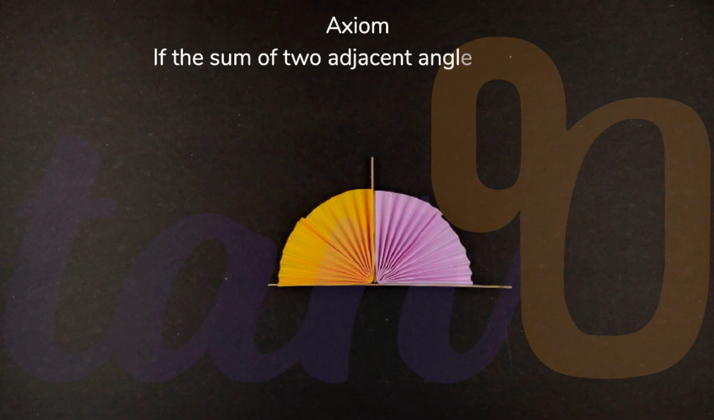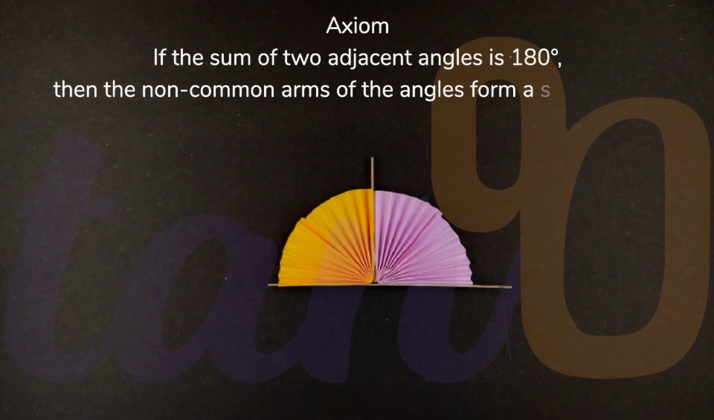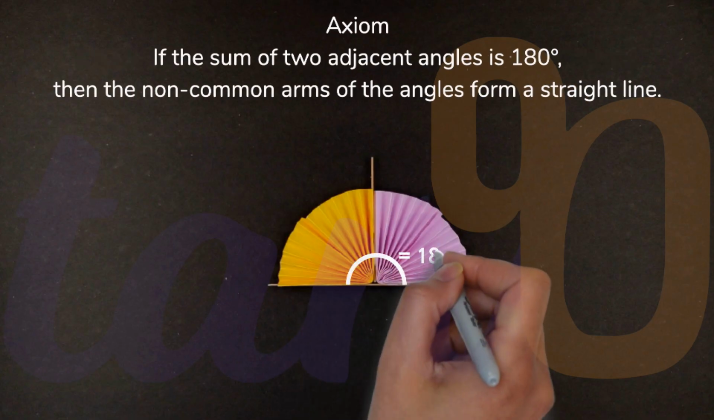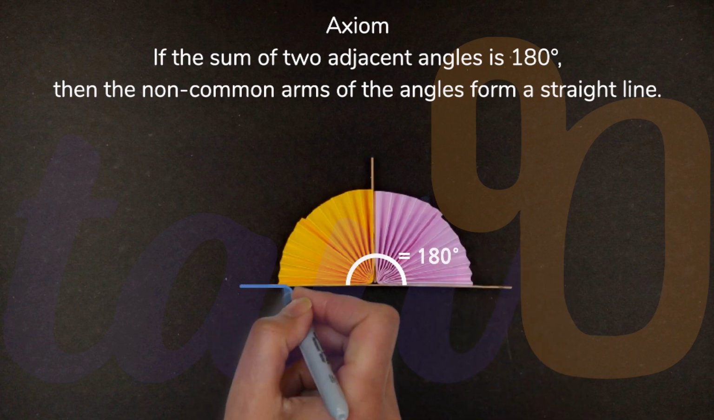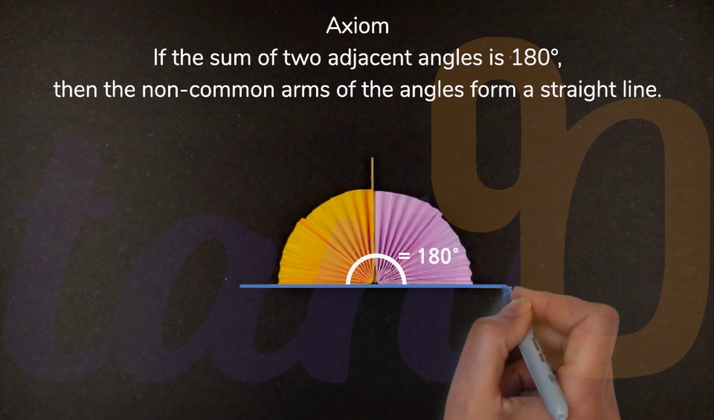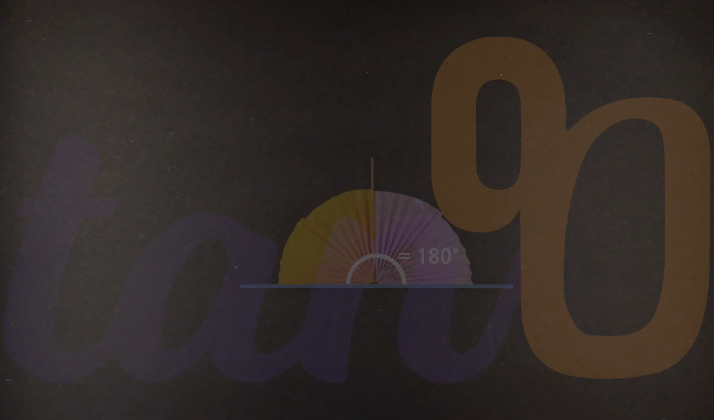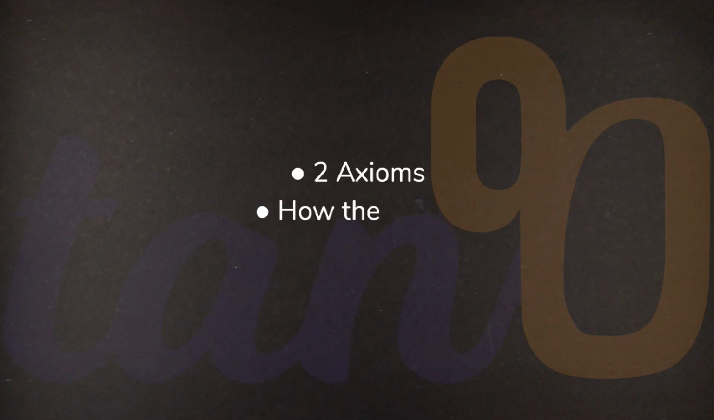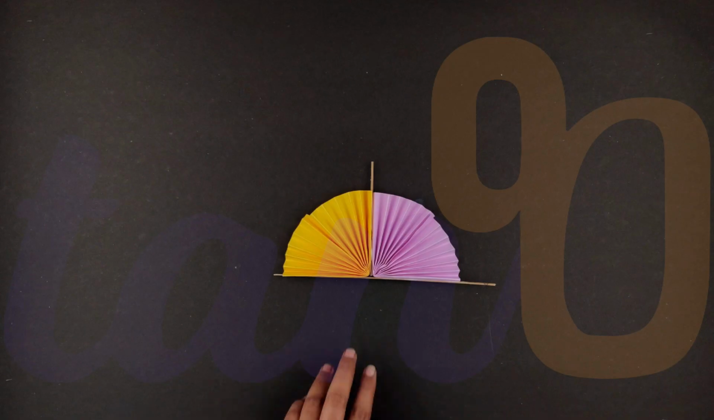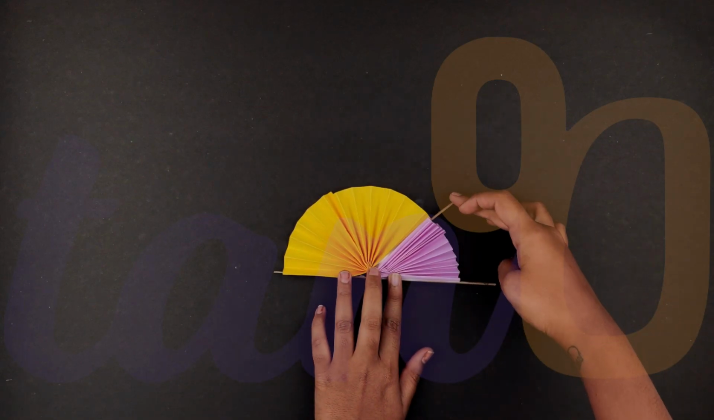Another axiom: if the sum of two adjacent angles is 180 degree, then the non-common arms of an angles form a straight line. Hope you guys have learned 2 axioms and how they work by using this model. Do play around with the model to understand the axioms much better.